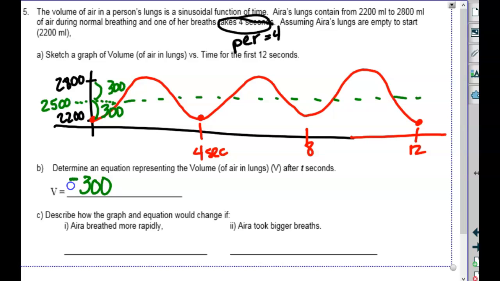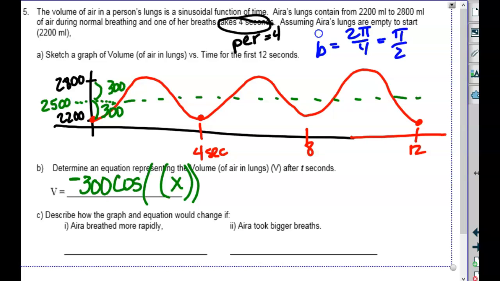Oh, why are we doing a negative? If we call it an upside down cosine, we won't need a phase shift. Anybody have a question about that? Because it goes minimum to minimum. Nice. So we don't need a phase shift. Once again, I left no room for the b value. But if the period is 4 seconds, then the b is just 2 pi over 4 or pi over 2. Can I squeeze that in there? Midline, 2,500.